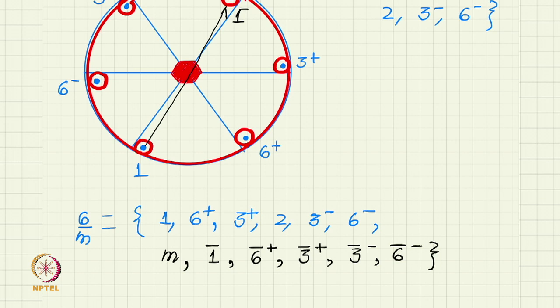You may notice that when combining 1 bar with these rotations, I combined 6 plus to give 6 bar plus, 3 plus to give 3 bar minus, but I did not combine it with 2. Why not? Well, you can combine, that will give you 2 bar, and that 2 bar is exactly, as you know, is m. 2 bar is a mirror plane, which I have already noted. So, actually 2 is also combined with 1 bar. So, this group gives us a group of order 12.